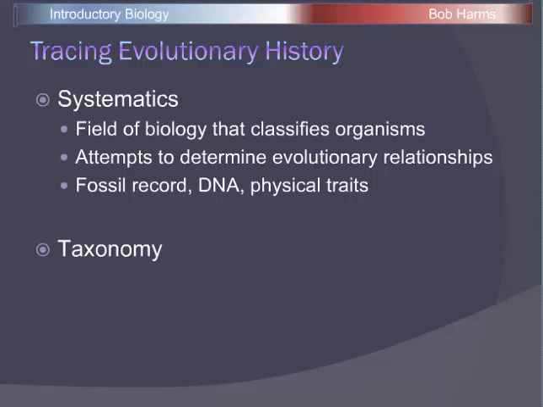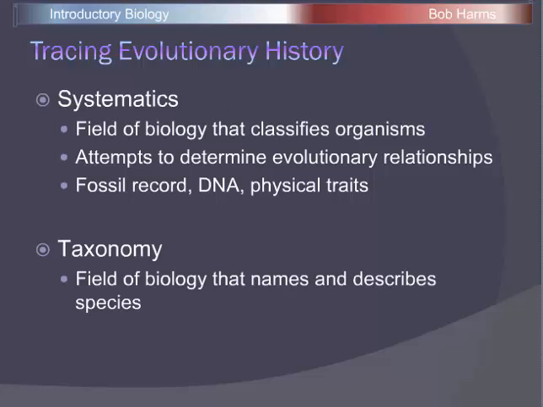Another important branch of biology dealing with this idea of species and the history of life is taxonomy. Taxonomy is a field that deals with naming and describing different species. We use binomial nomenclature: we use two names when we describe a species, its genus name and its species name. So let's take a closer look at systematics, and how we try to figure out the evolutionary history of specific groups of living organisms.